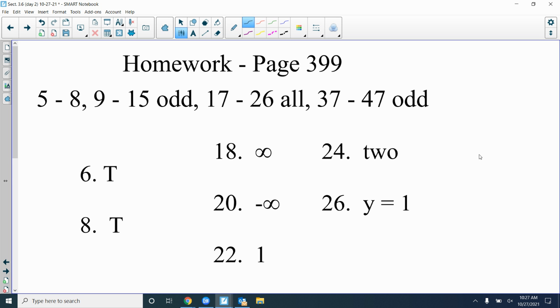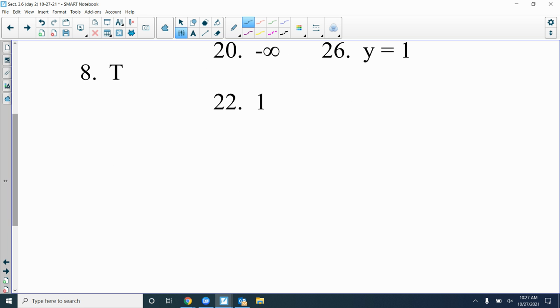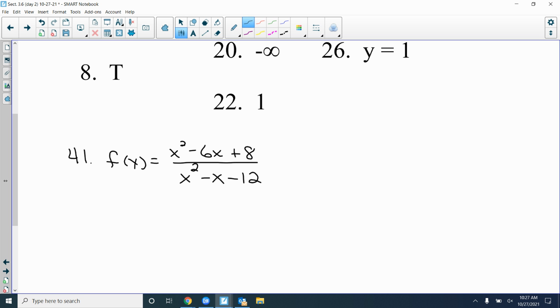how about 41? I want to take a look at that one. All right, 41. Does anybody have the original function handy? F of x equals x squared minus 6x plus 8 over x squared minus x minus 12. All right, Anna, what do we got to do?